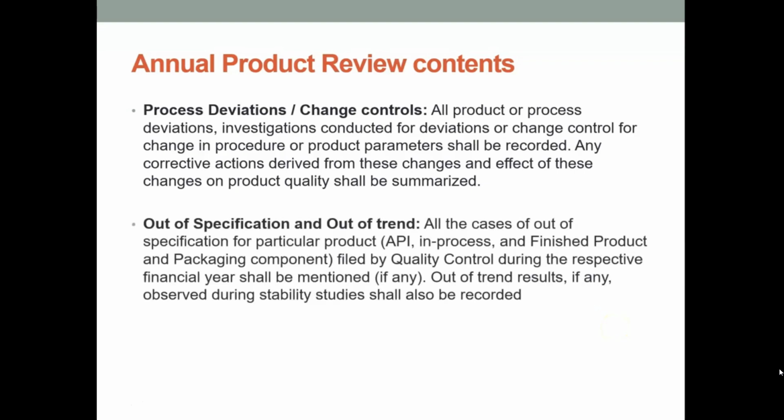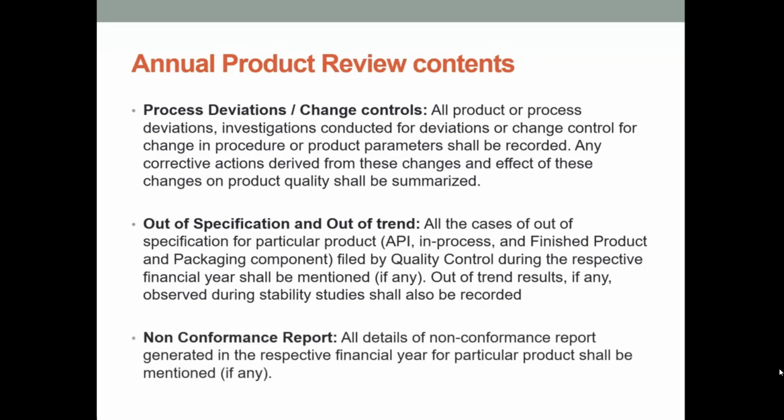Out of specification and out of trend results. So all the cases of out of specification for a particular product, your API, your in-process, your finished product and your packing component that are filed by quality control during the respective financial year shall be mentioned, if there was any. Any out of trend results, if any have been observed during stability studies, also need to be recorded.